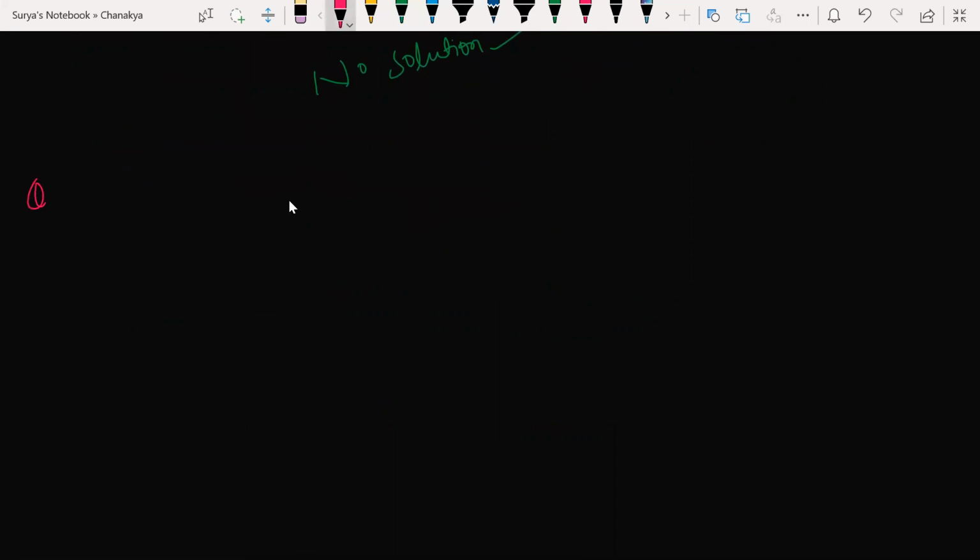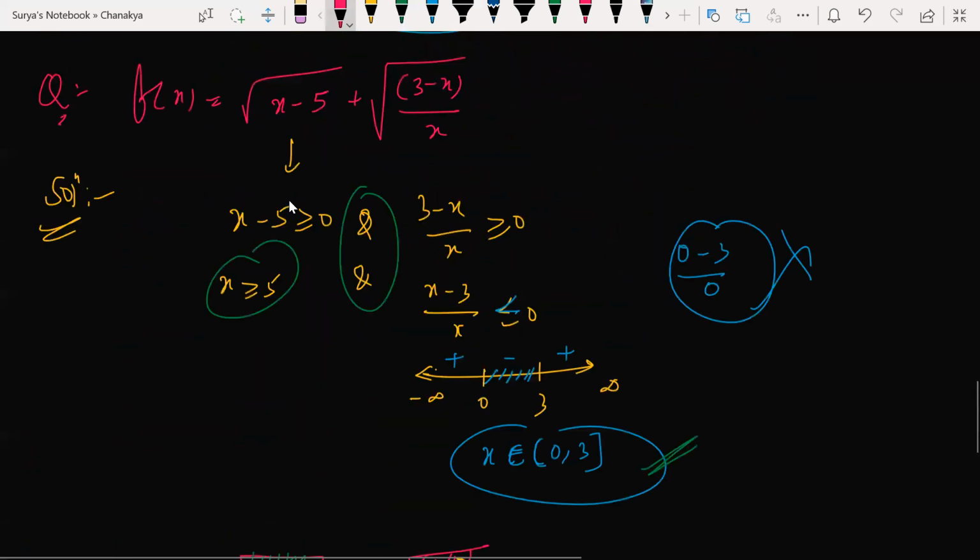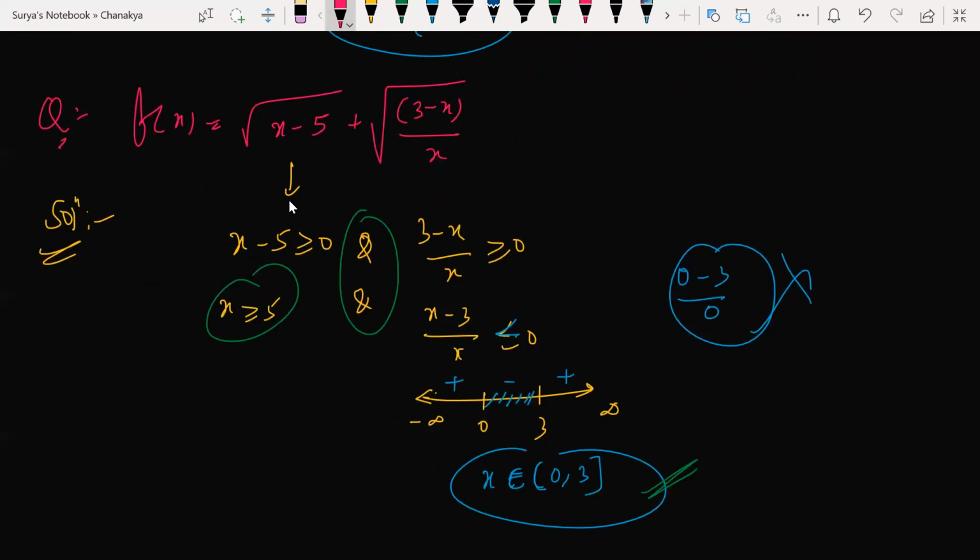Next, no solution. Sirisha ji, I'll give one more question now. You tell me, Sirisha ji. Sir, I did it wrong, sir. 3 minus x by x greater than or equal to 0, na, sir? Yes, where did you make a mistake? X we take on the right side, it gets 0, na, sir?